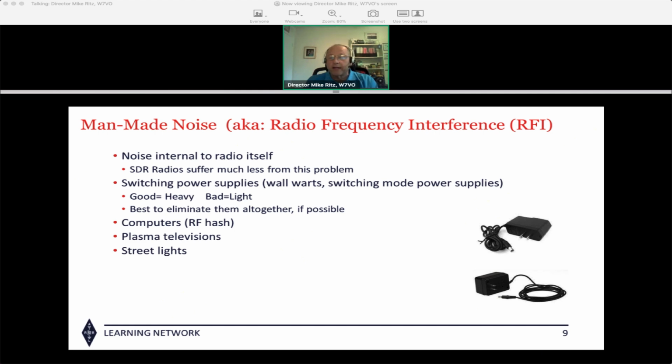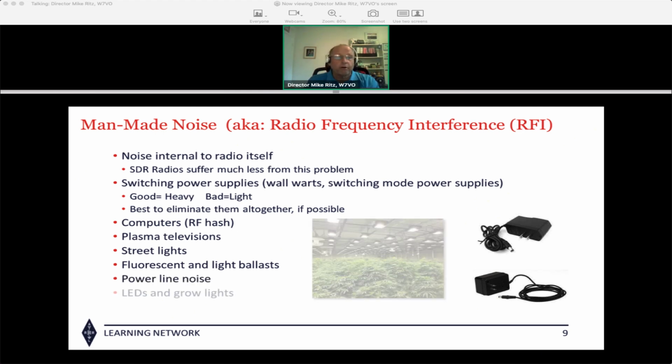And when I point my antennas towards Portland, my noise can go up a couple of S units on 40 meters. I think a lot of this has to do with when they started putting LED streetlights in. Of course, there's the old fluorescent and light ballast. Those can cause a lot of noise. Power line noise, that's one of my big problems here, and probably my main contributor to noise.